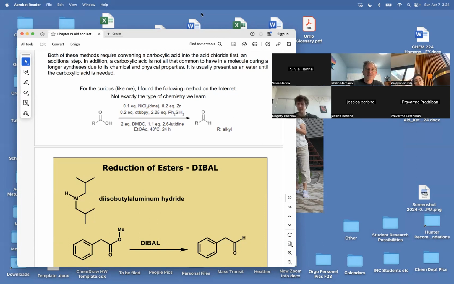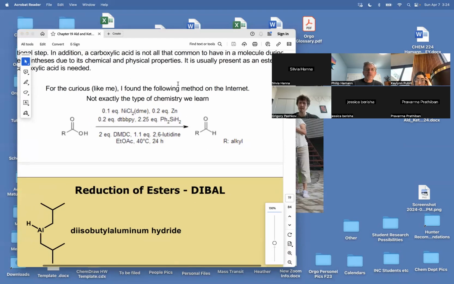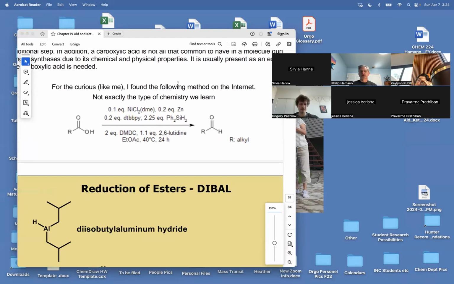Okay, then acetals is not the same as imines, right? No, acetals have 2 oxygens. Okay, got it. Thanks. Yeah, and ketals go in the same breath.